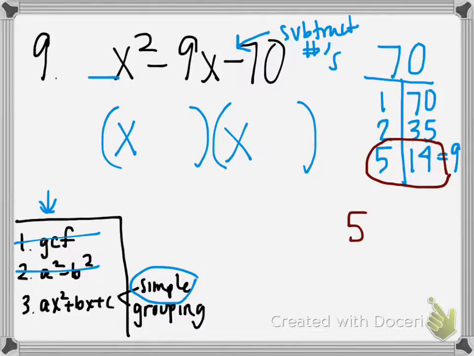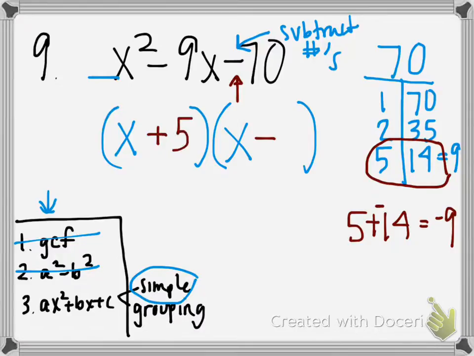But we really need them to add to negative 9. So we're going to need to add a negative on one of these. And if you think about it, to get a negative 70 when you multiply two numbers, one has to be positive and one has to be negative. So which one are we going to add the negative to, the 5 or the 14? Well, in order to get 9 negatives, we would have to add it to the 14.